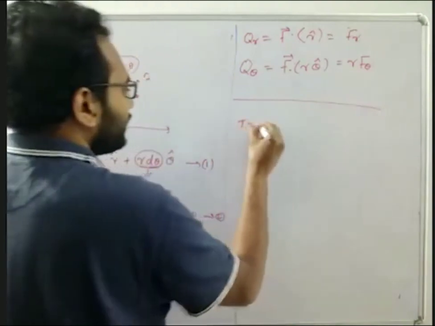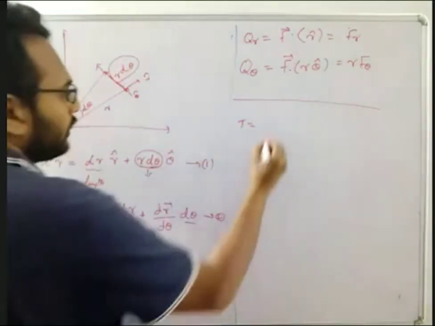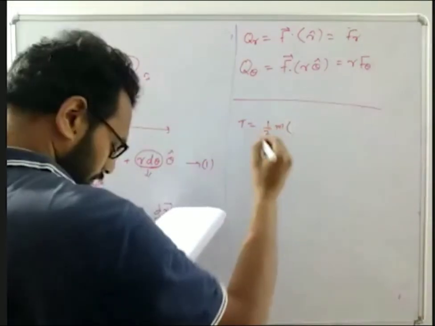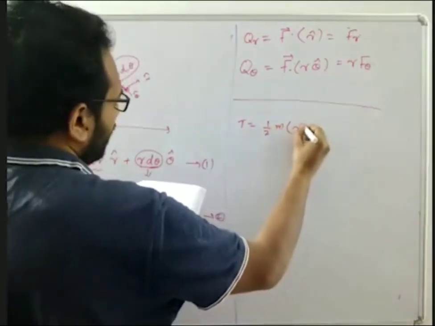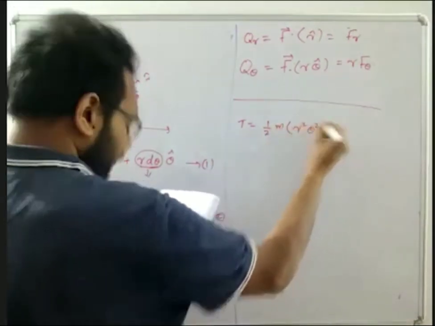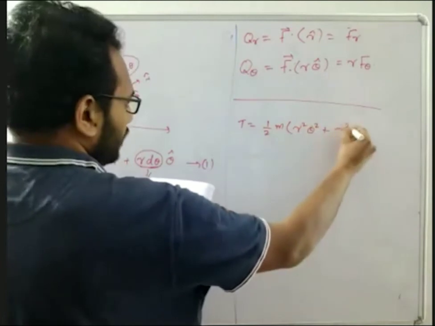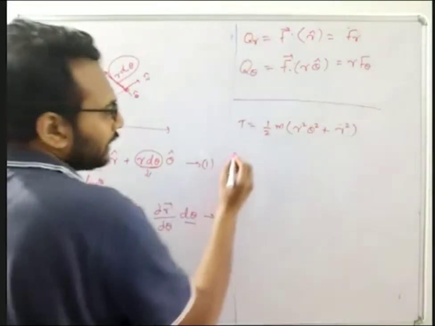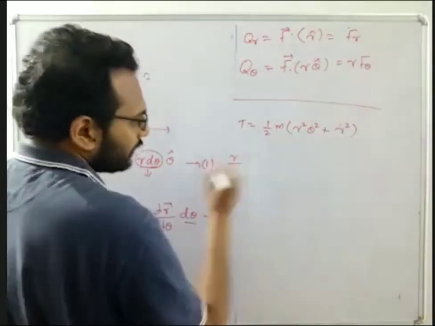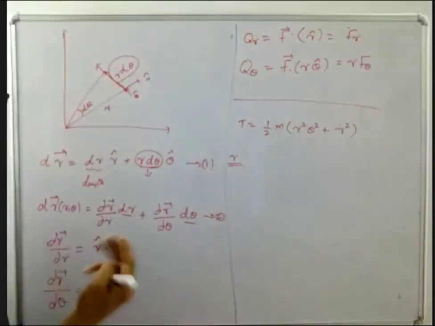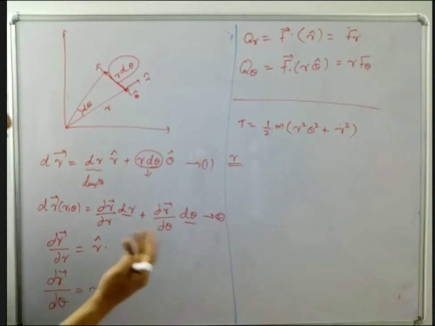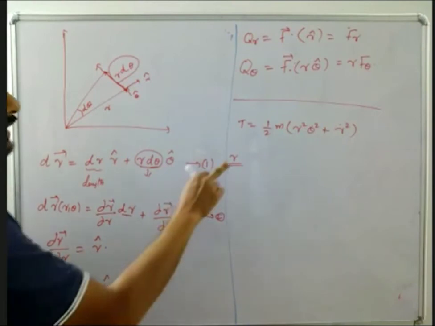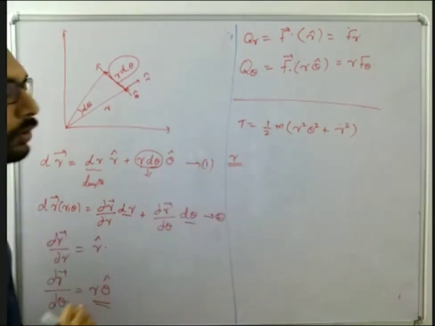So we already had T is equal to half M times R square theta dot square plus R dot square. So we have the generalized forces here. Now, what's the equation for R, for the R coordinate? We have one equation for each coordinate, as I told you. In this case, our coordinates are R and theta. Let's find the equation for coordinate R.